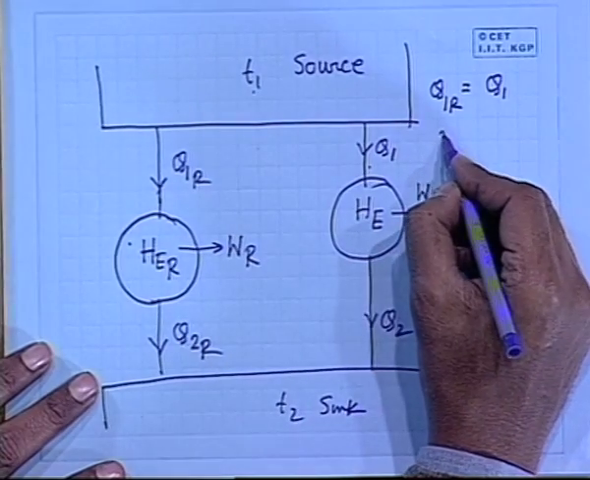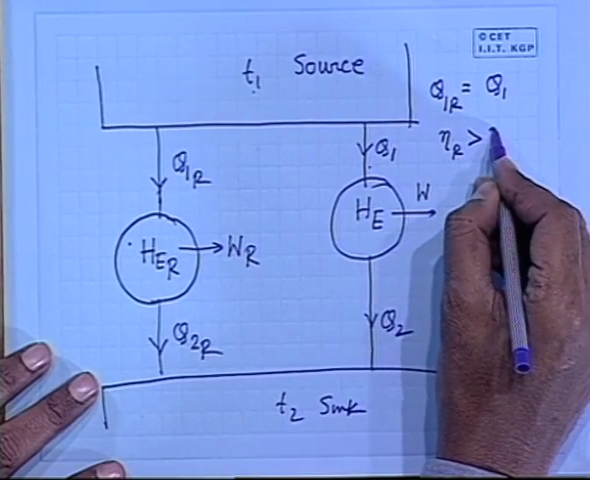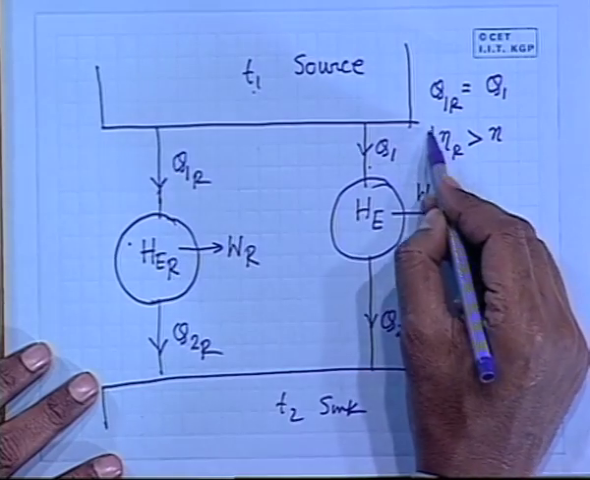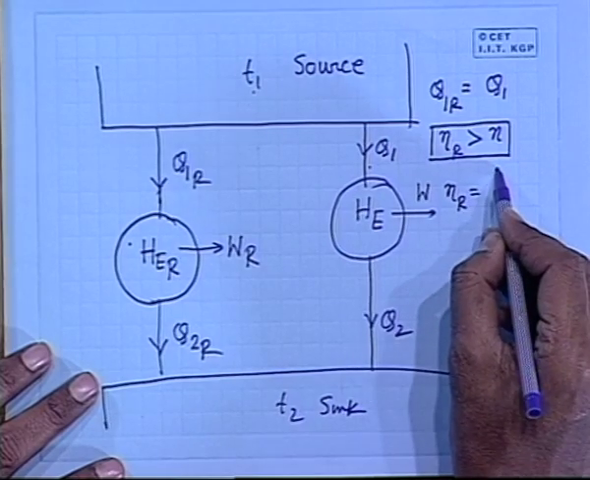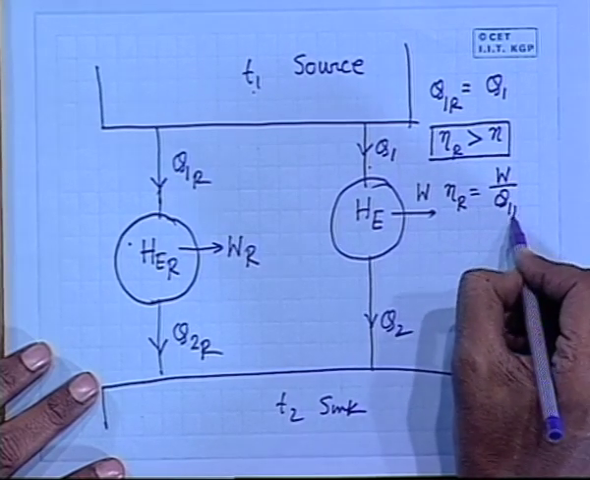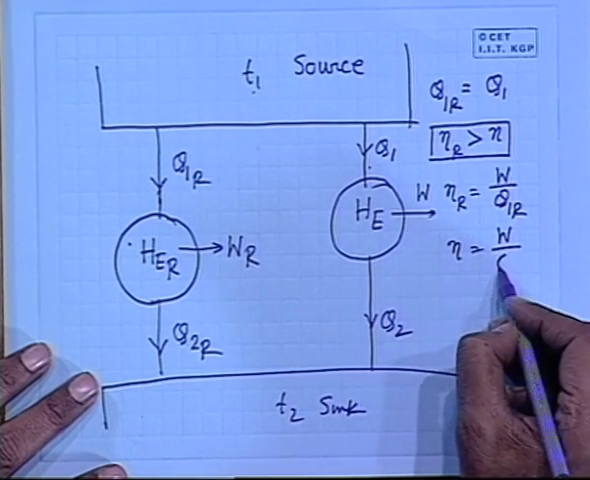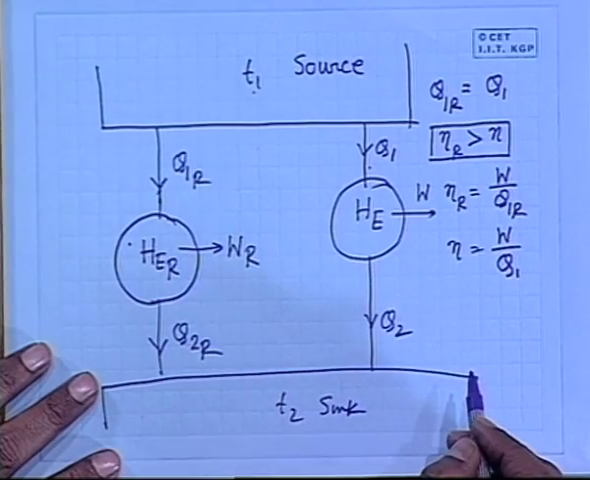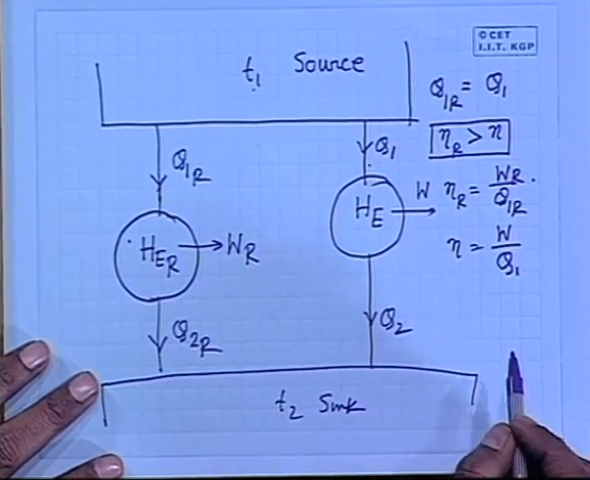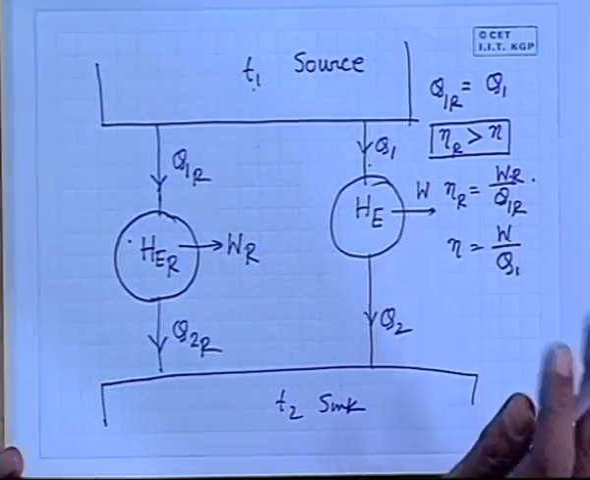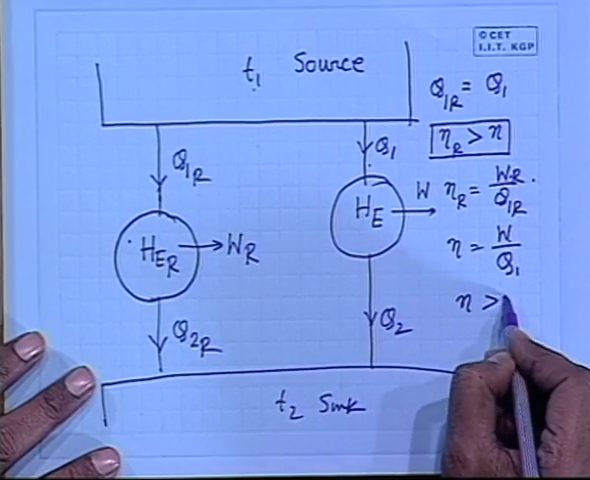Now, what do we have to prove? We have to prove that the thermal efficiency of this is greater than this one. Now, what is the definition of eta R? That is W by Q1R. What is the definition for eta here? The same definition, W by Q1. So we have to prove that WR is greater than W. Okay. First, we assume the reverse, that eta is greater than eta R.